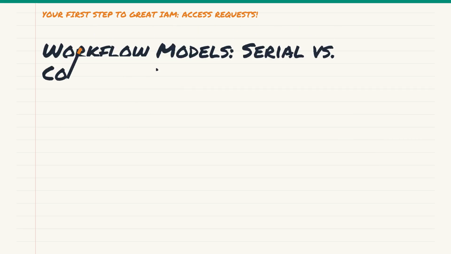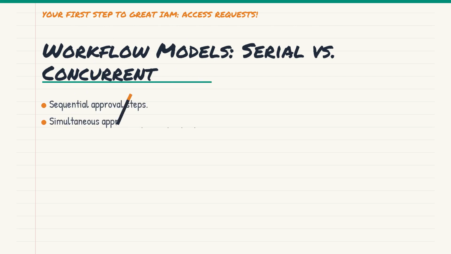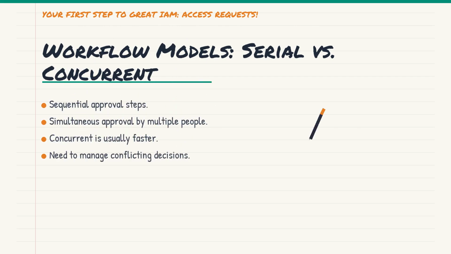Now, how does the approval actually happen? There are different ways. Serial approval means one person approves, then the next, and so on, like a chain. Concurrent approval means multiple people can approve or reject at the same time. Think of it like this: for serial, you need your parent's signature, then your teacher's. For concurrent, both your parent and teacher can sign off around the same time. Concurrent approvals are usually faster, but you need a way to handle it if they disagree.